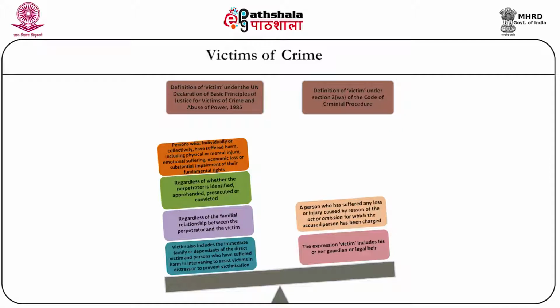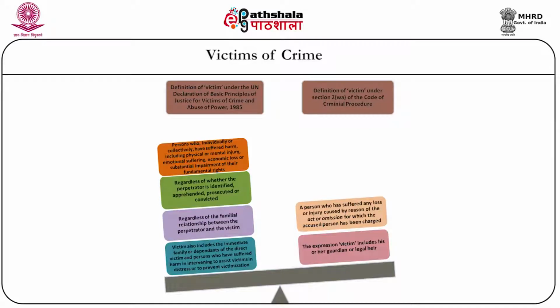And secondly, when it comes to the Indian definition, the expression victim includes his or her guardian or legal heir. So, again it is in a very legal sense that other persons or relatives are added or included in the definition of victims.